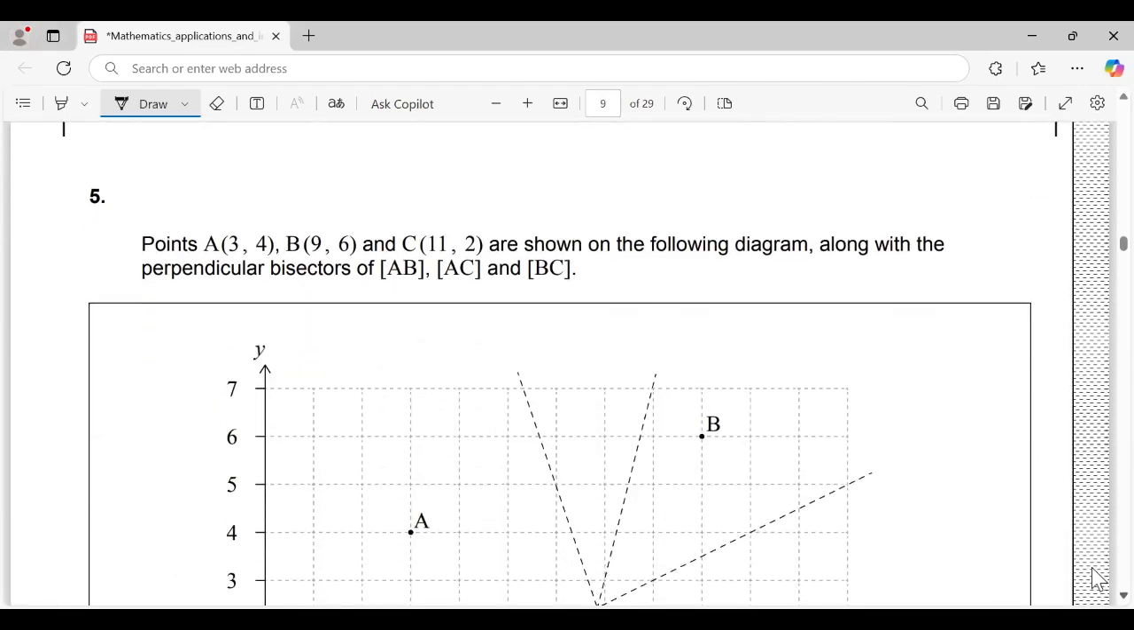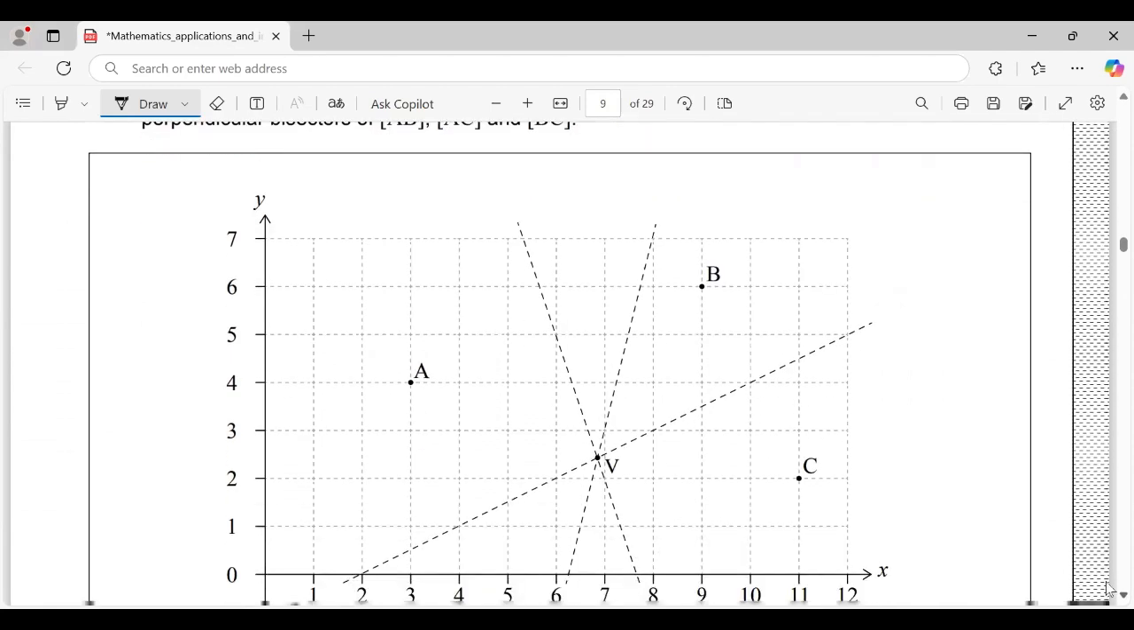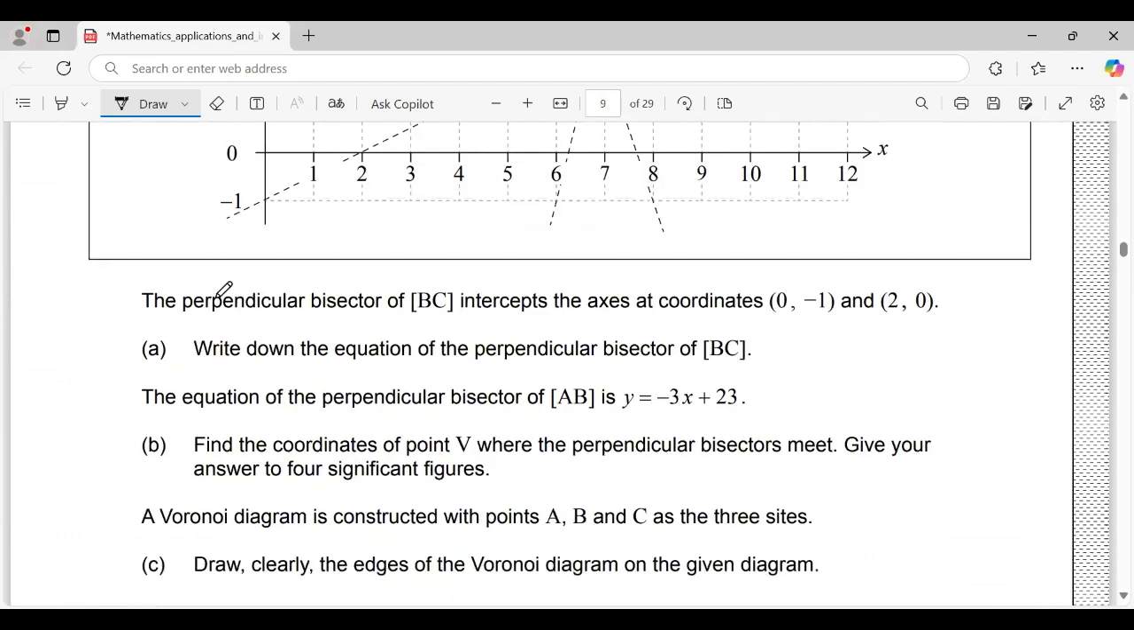Number 5. Points A (3,4), B (9,6), and C (11,2) are shown in the following diagram along with the perpendicular bisectors of AB, AC, and BC. The perpendicular bisector of BC intercepts the axes at coordinates (0, -1) and (2, 0). Write down the equation of the perpendicular bisector of BC. Right.